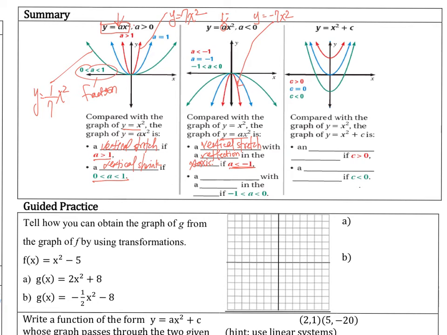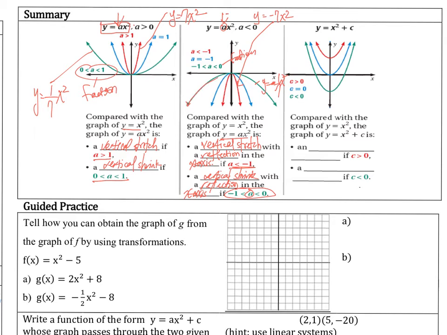And if we're graphing a parabolic function in which a is between -1 and 0, meaning this is going to be a fraction leading coefficient. So earlier I graphed y equals -1/7 x squared minus 3, but we'll just leave it as x squared here. Then we're going to have a vertical shrink with a reflection in the x-axis.